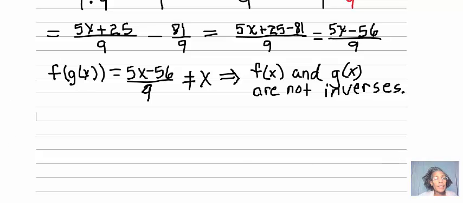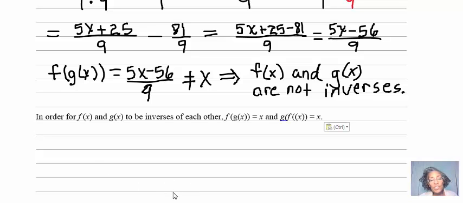Here's the important point, and that is that in order for f of x and g of x to be inverses of each other, f of g of x has to be x, and we also need g of f of x to be x. If either one of these results doesn't happen, the functions are not inverses of each other.